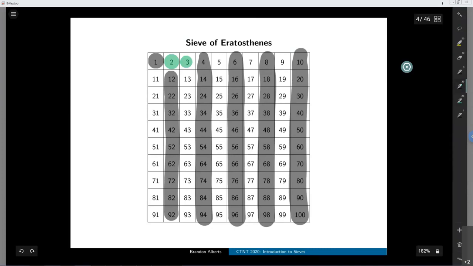So continuing along with a sieve, we found a prime 3. Now we know that we can eliminate more things. We eliminate everything that's divisible by 3. So 3, 6, 9. And I'm not going to count through all the numbers below 100 that are divisible by 3. I'm just going to start kicking them out, following along this diagonal pattern.